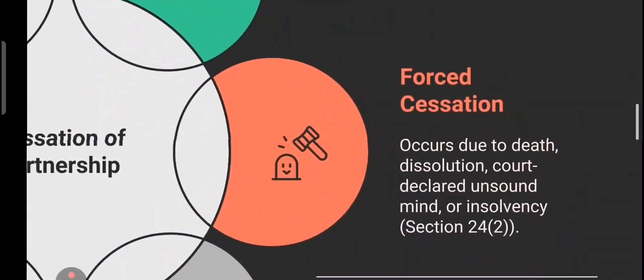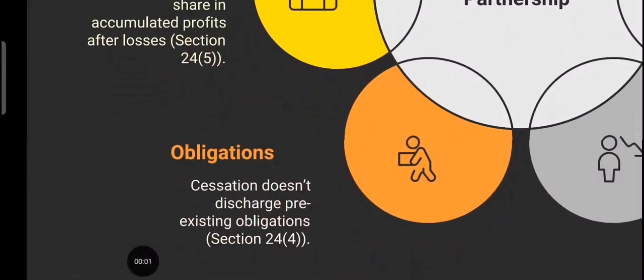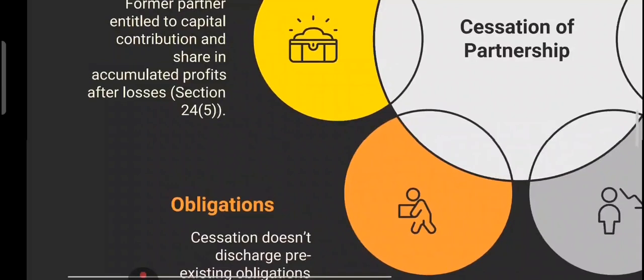Then we have something called forced cessation. Sometimes a partner must leave due to death, insolvency, mental illness or court order, under Section 24. Now friends, one more thing: obligation does not end. Even after leaving, the partner is still responsible for any earlier duties or any promise made within the firm. This is called obligation.